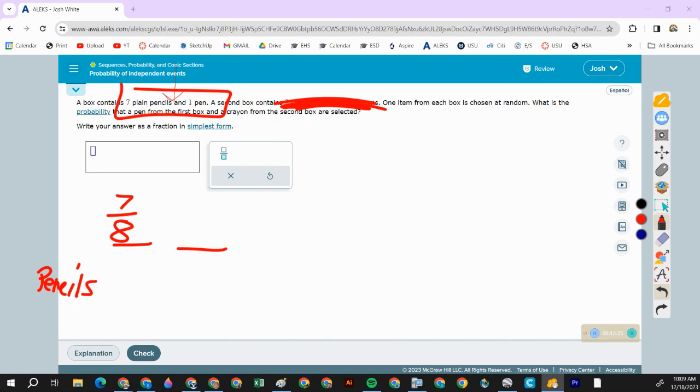So when I reach in the second time, there are only 6 pencils left, and now there are only 7 items in the box. So those are going to cancel. This would be a 2 and a 3 and a 4. So I have a 3 and 4 chance of getting 2 pencils. Okay.